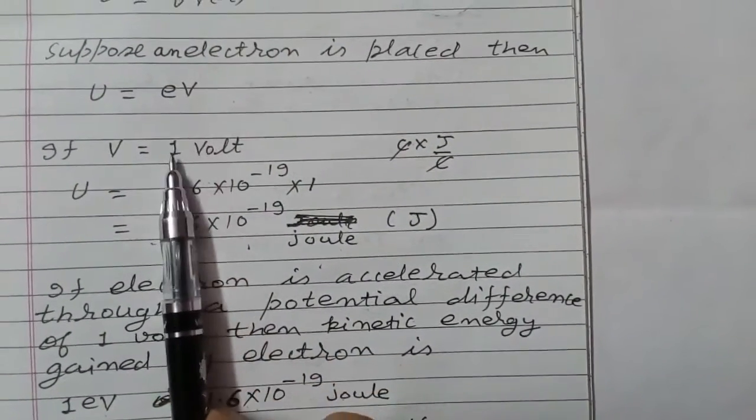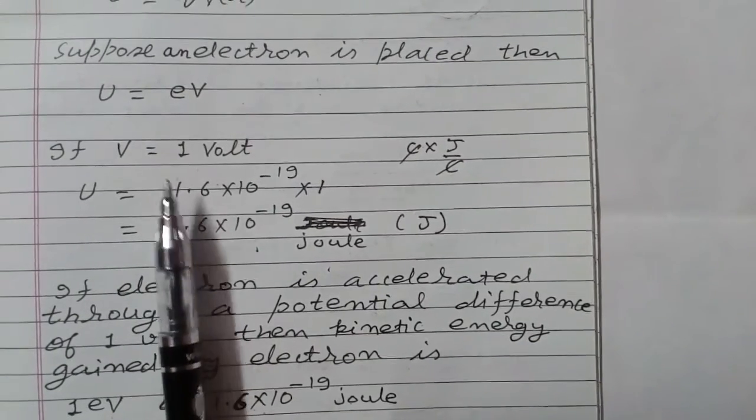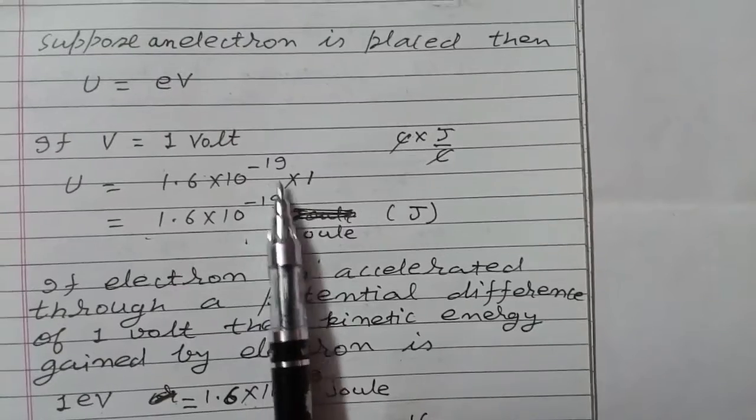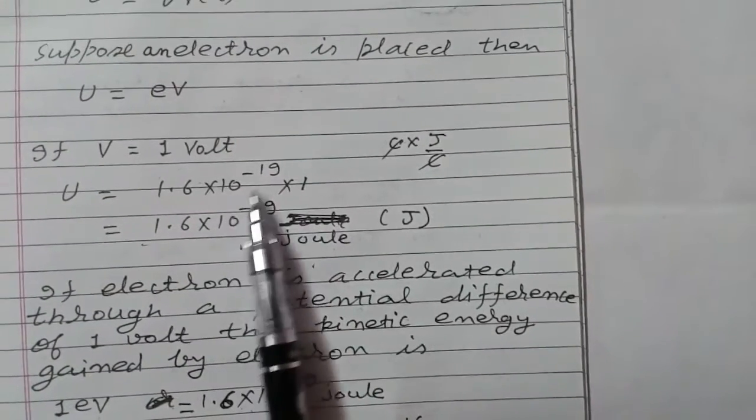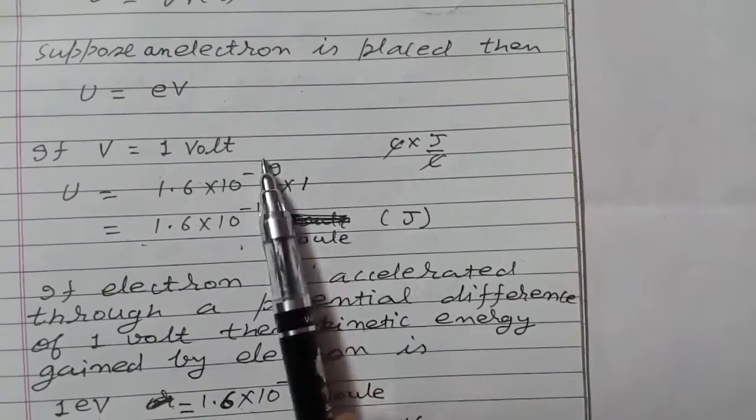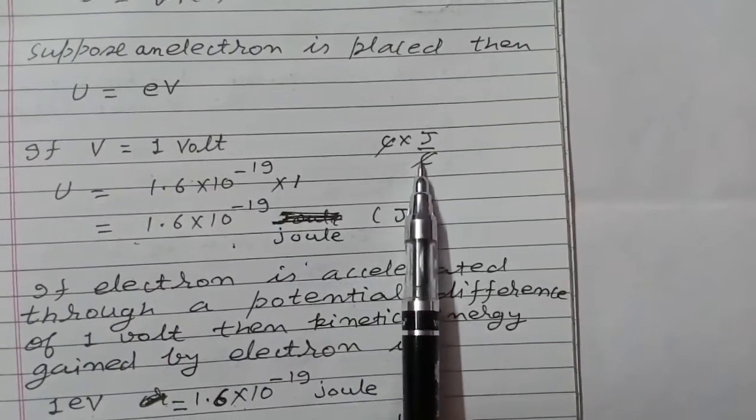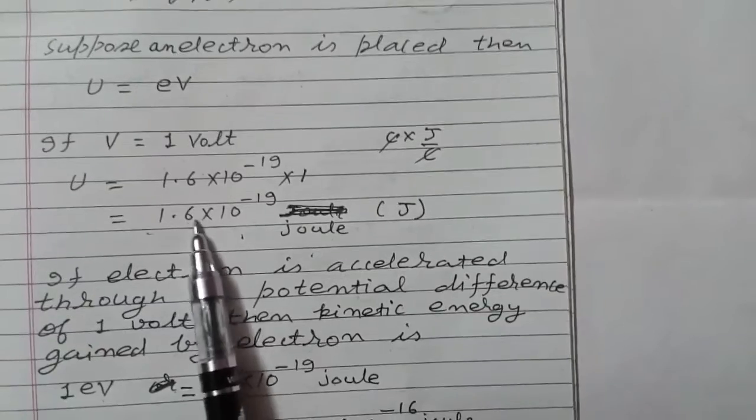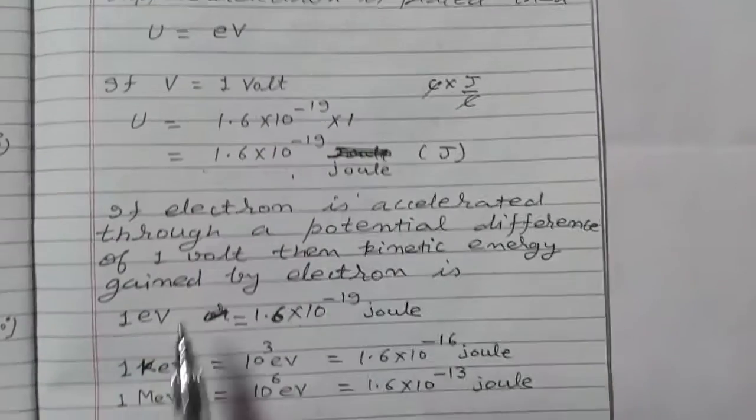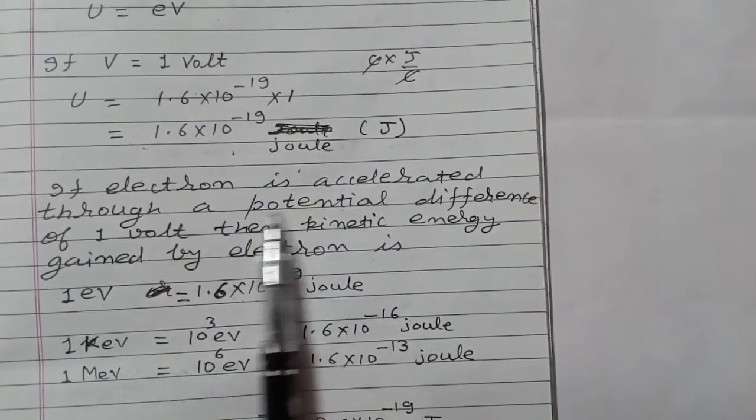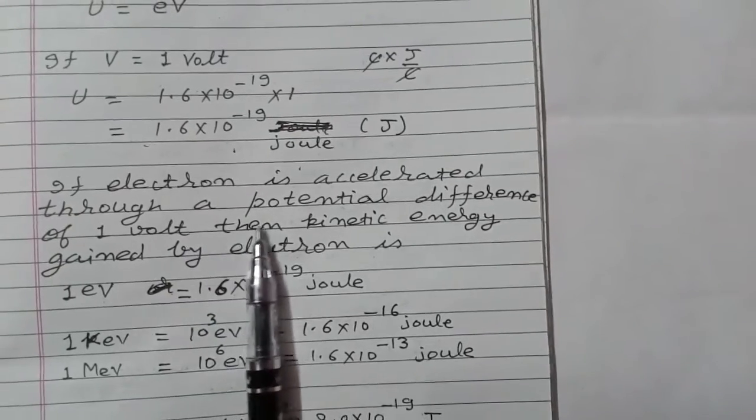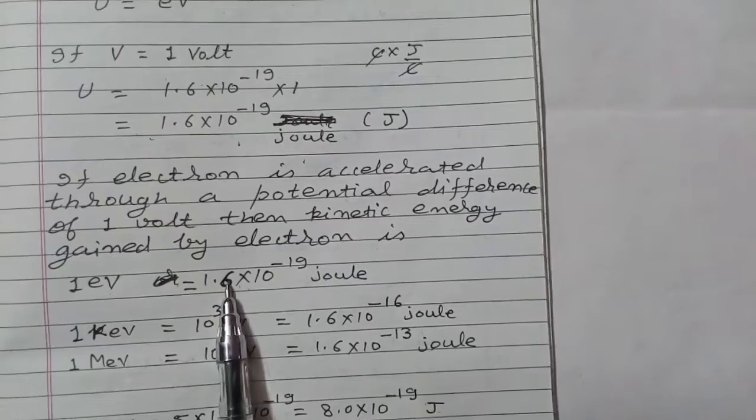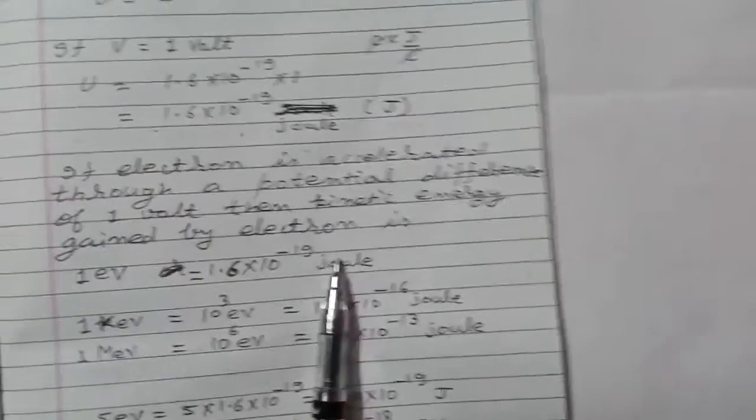Now suppose potential at that point is 1 volt, then potential energy of electron in joule will be equal to 1.6 into 10 power minus 19 multiplied by 1. Now unit of E is coulomb and unit of V is volt or joule per coulomb. So coulomb cancel, so it comes out equal to 1.6 into 10 power minus 19 joule. Now if electron is accelerated through a potential difference of 1 volt, then kinetic energy gained by electron is 1 electron volt, which is equal to 1.6 into 10 power minus 19 joule.